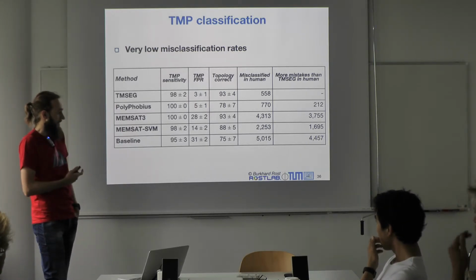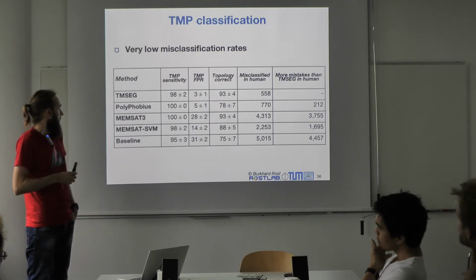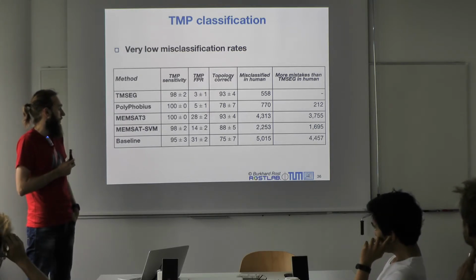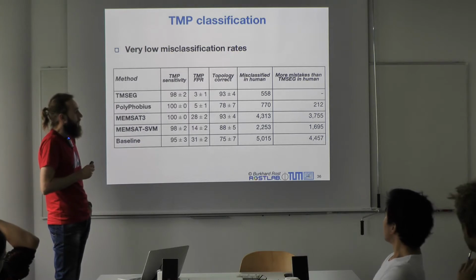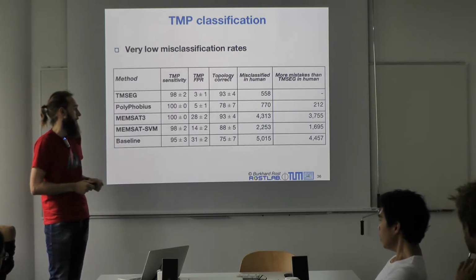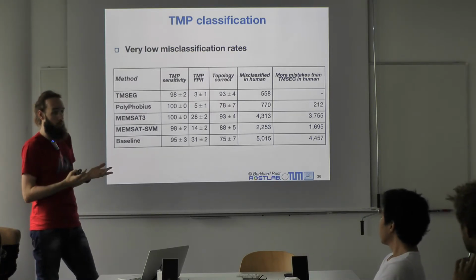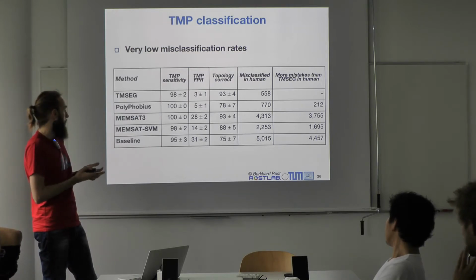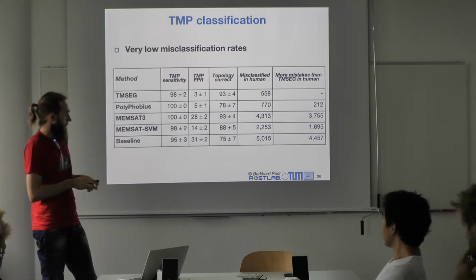And then if we also look at the topology, we can again see that TMSEG is the highest performer, and not only that, now Polyphobius actually does relatively badly. So if we were to aggregate the first 3 columns, we could claim that TMSEG is giving us the best trade-off among all of these. It doesn't overpredict very much, it finds all of them, and the topology tends to be correct.